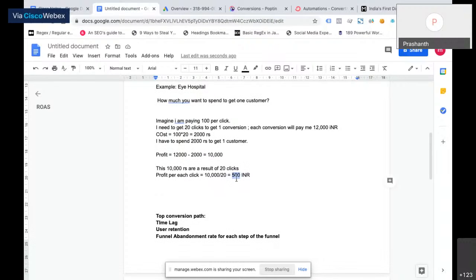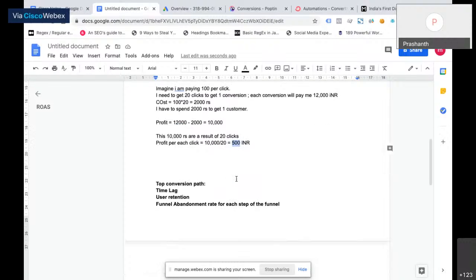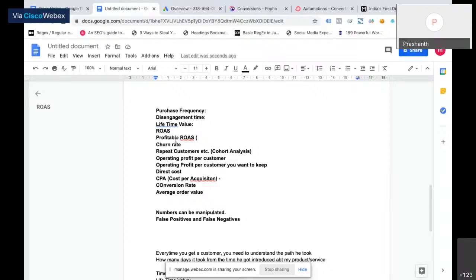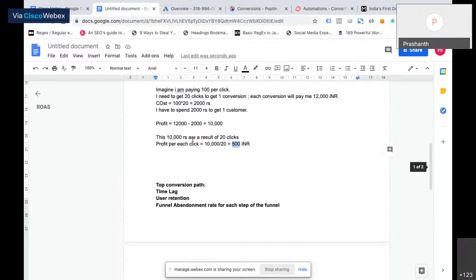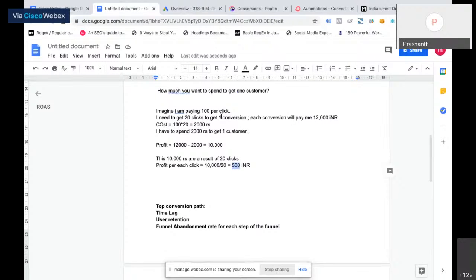And when you know this 500 rupees extra is good enough and you are running your business at a profitable ROAS, you'll be more than happy to spend more money on clicks. Because a lot of people only think when I get a click I'm losing 100 rupees, when I get a click I'm losing 200 rupees. No, no, no. When you are spending 100 rupees, you're not losing 100 rupees, you are in fact getting 500 rupees.